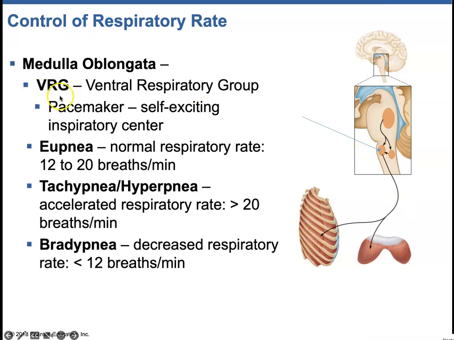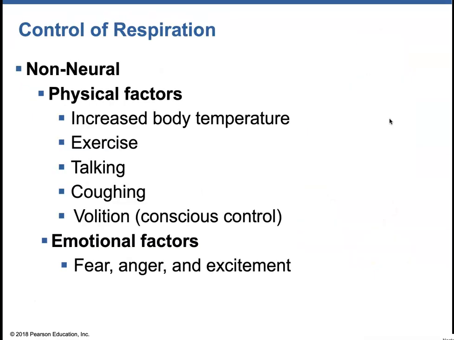So this ventral respiratory group is your pacemaker for your respiratory rate and how often you're going to be inhaling and exhaling. And then also remember this ties in to what is taking place here with the pneumotaxic center that is going to determine how smooth that in and out is going to be. And so that is how that is regulated.